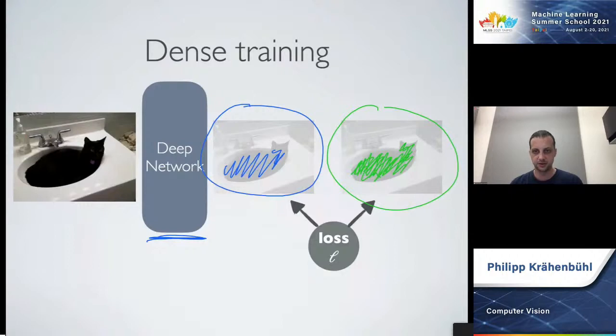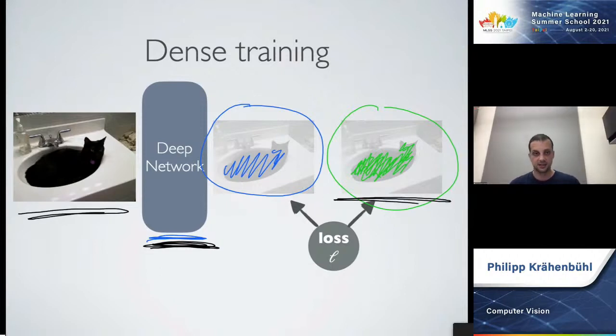And so the two things we're going to look at here are what networks produce dense outputs, and how we train these networks on the data that we have.